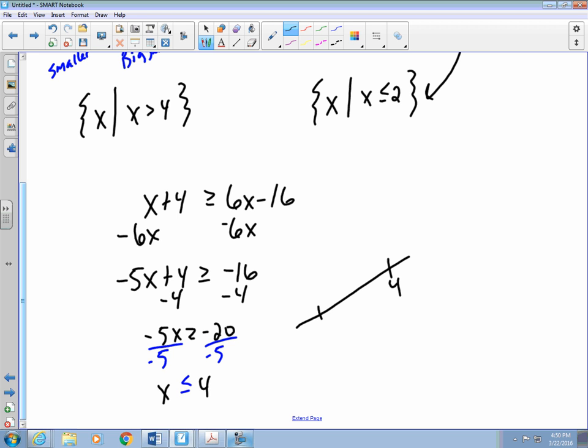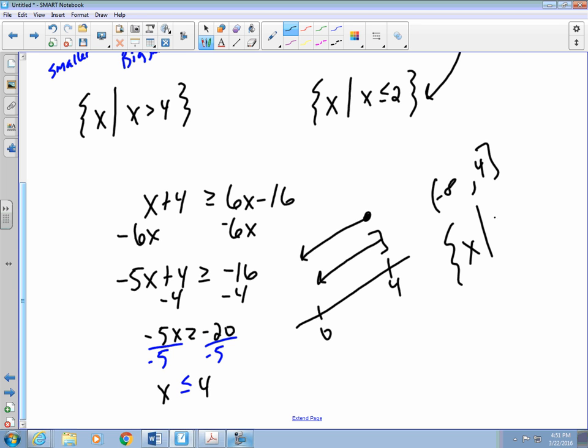Here's your 4. It's going to be a bracket, less than or equal to, which is the same thing as a closed circle, less than or equal to. Which is the same thing as bracket 4 to negative infinity, which is the same thing as set builder notation as all of x, where x is less than or equal to 4. All the same. So those are all just a little review of inequalities. We did a lot of those in class, but I just wanted to talk about the notation of it.